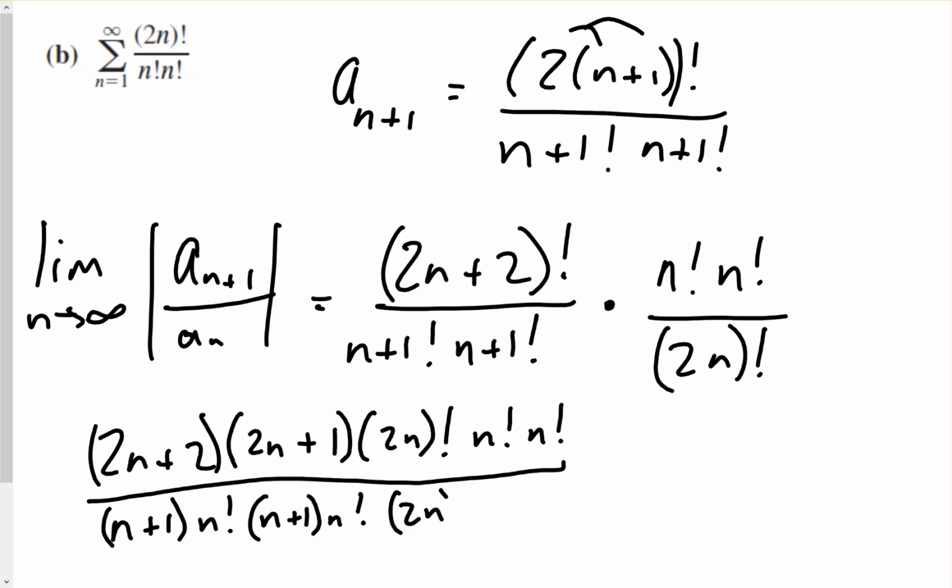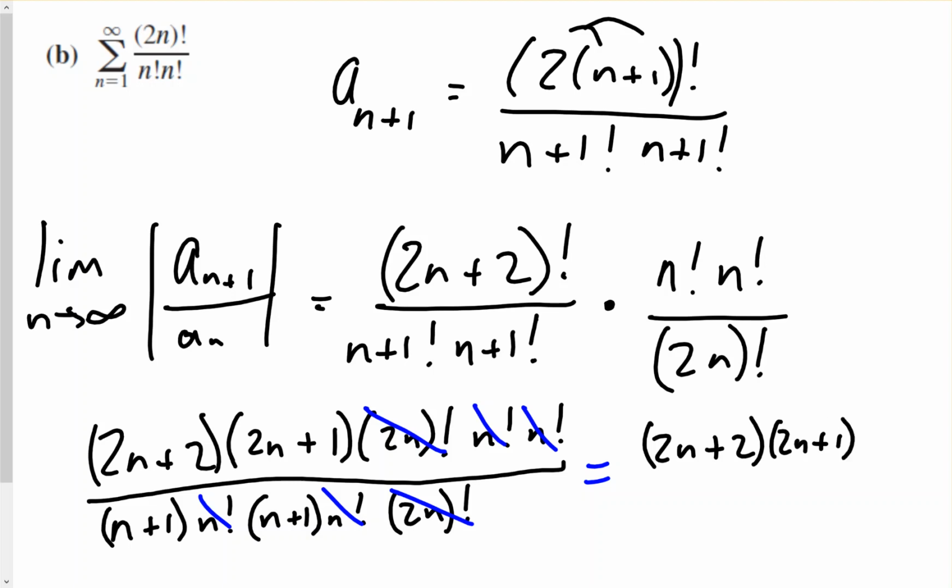So you could cancel a lot of things now. Okay, we could cancel out the two (2n) factorials. We could cancel out the n factorials. Okay, so we're left with (2n plus 2) times (2n plus 1) over (n plus 1) times (n plus 1).